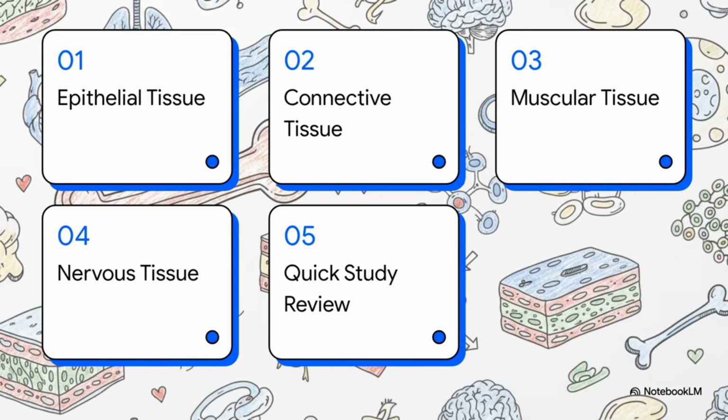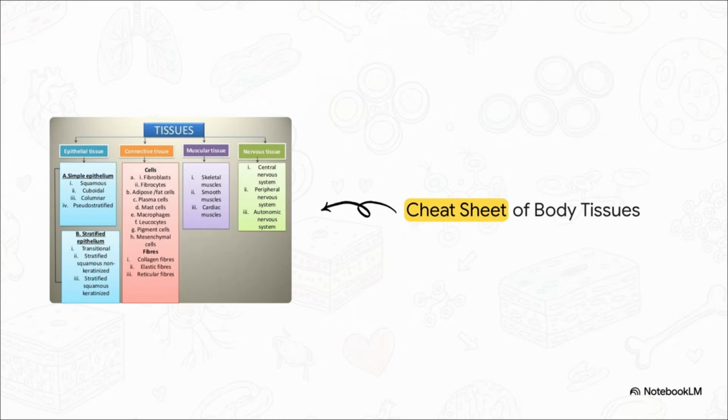All right, here's our game plan for the night. First, epithelial tissue. Second, connective tissue. Third, muscular tissue. Fourth, nervous tissue. And finally, we'll wrap up with a quick study review just to make sure it all actually stuck. Okay, let's dive right in.